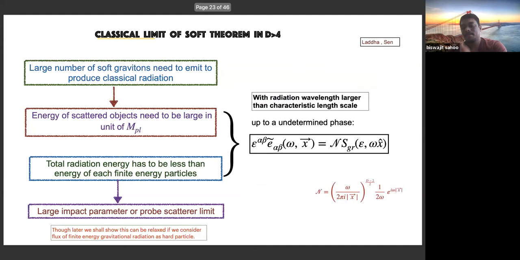And then what happens is that if you know h mu nu, the metric fluctuation, you can independently compute what the radiation energy will be. On the other hand, from the soft theorem, you know how the soft factorization happens.